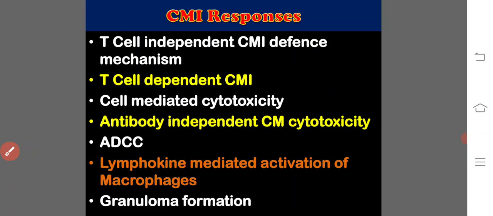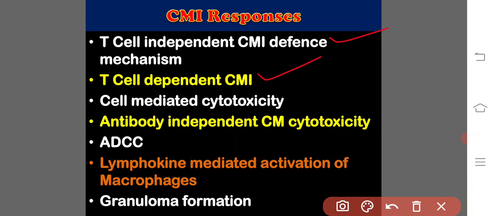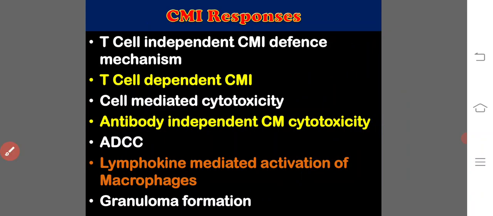Here, there are different kinds of cell mediated immunity responses. They are namely T cell independent cell mediated immune defense mechanisms, T cell dependent cell mediated immune responses, cell mediated cytotoxicity, antibody independent cell mediated cytotoxicity, antibody dependent cell mediated cytotoxicity, lymphokine mediated activation of the macrophages, and the granuloma formation. These are all side headings which we will discuss later under the cell mediated immune responses, CMI responses.